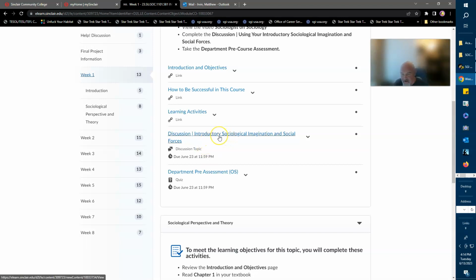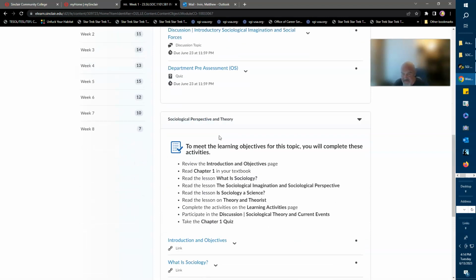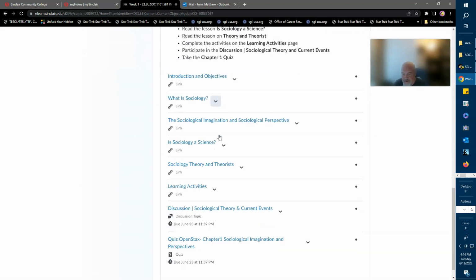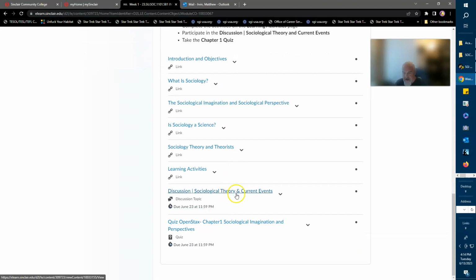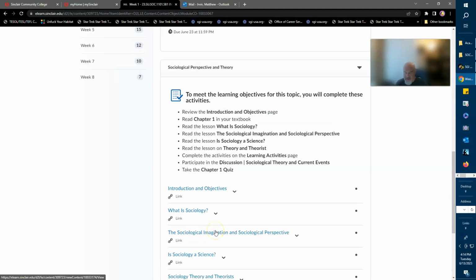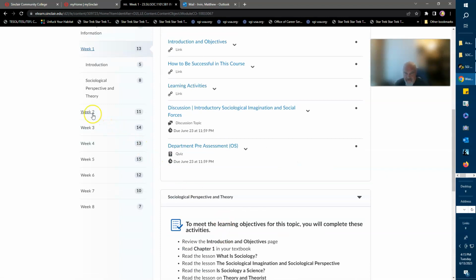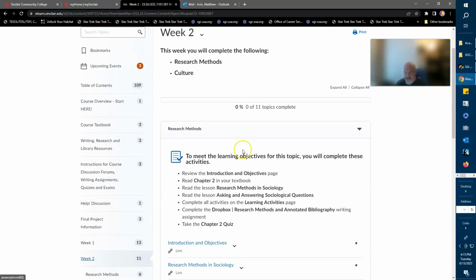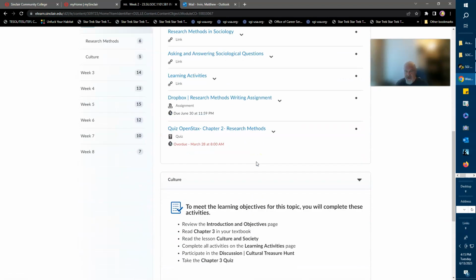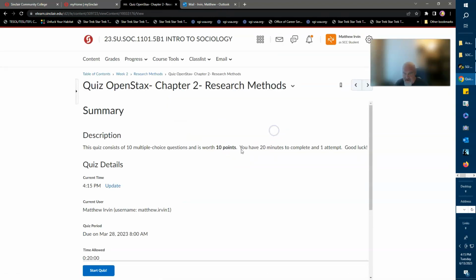So look at this introductory assignment. And then down here you have the first chapter: sociological theory and current events, and an OpenStax quiz on chapter 1. As we go down through here, I'm going to look at week 2 activities. And again, I need to update that.